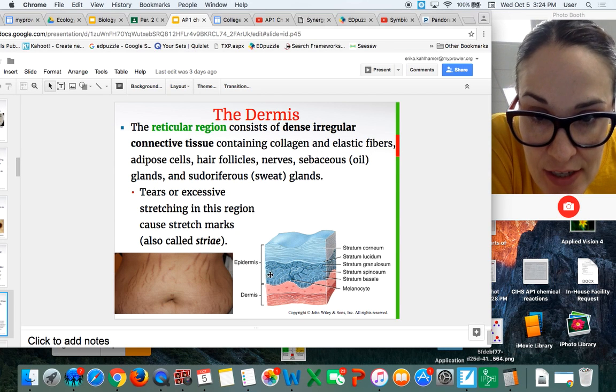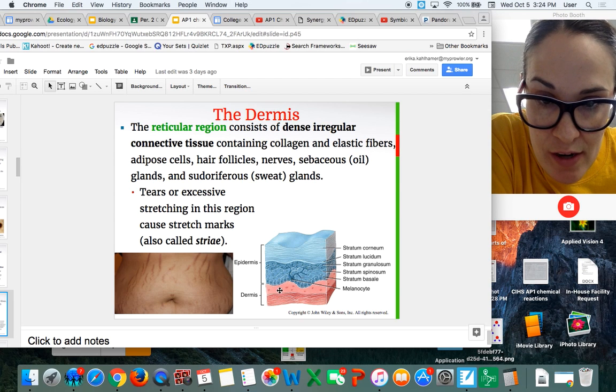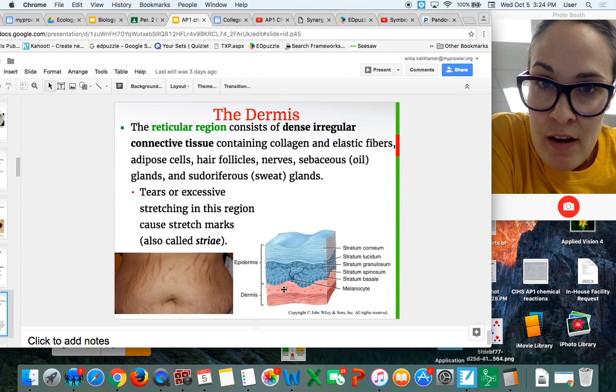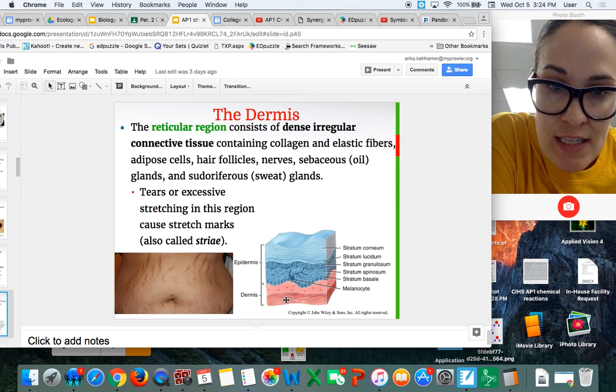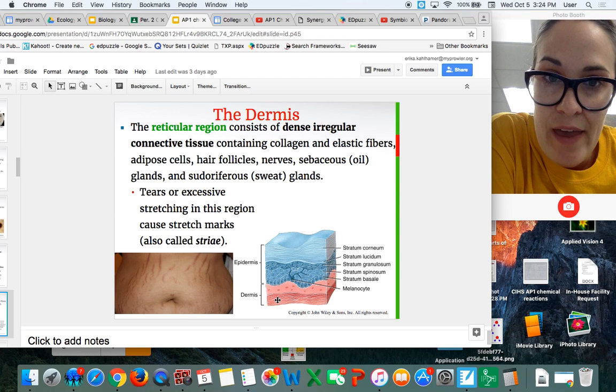So here's the epidermis and the dermis right below it. This is the papillary region on top, and then below that is the reticular region. The reason I have a picture of stretch marks here is that if this area gets stretched, that is what causes stretch marks.